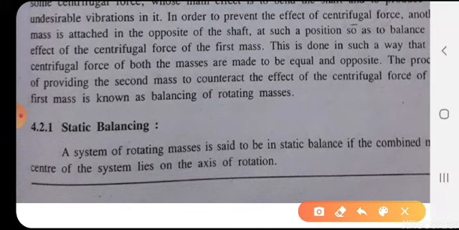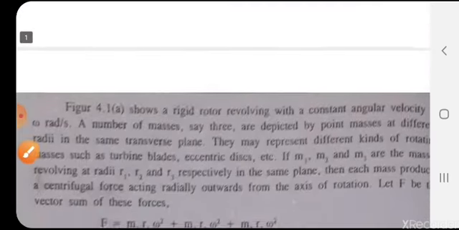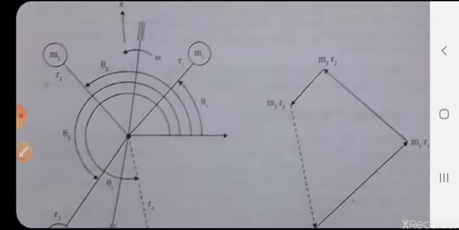Now let us discuss what is static balance. Static balance is a balance of force due to the action of gravity. A body is said to be in static balance when its center of gravity is on the axis of rotation. You can observe the diagram.